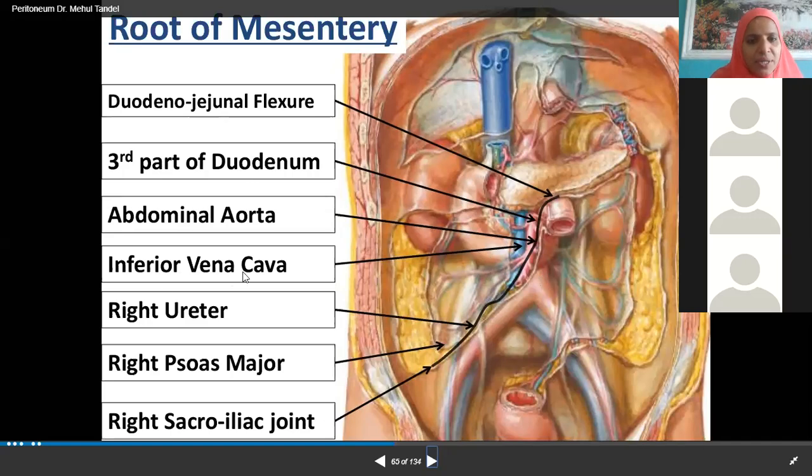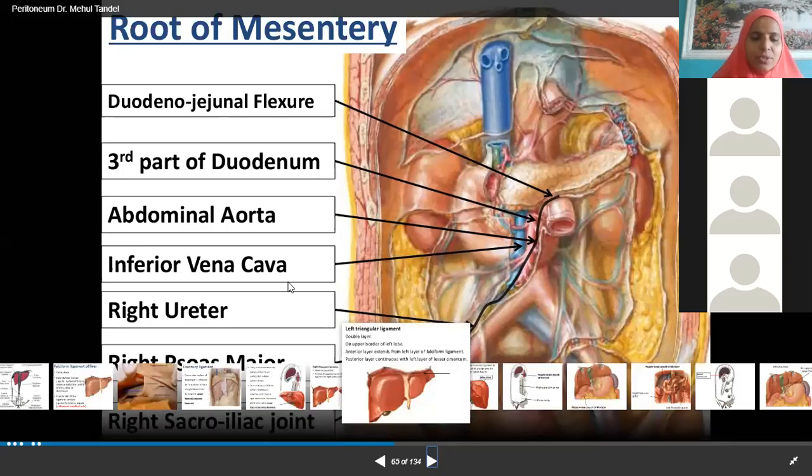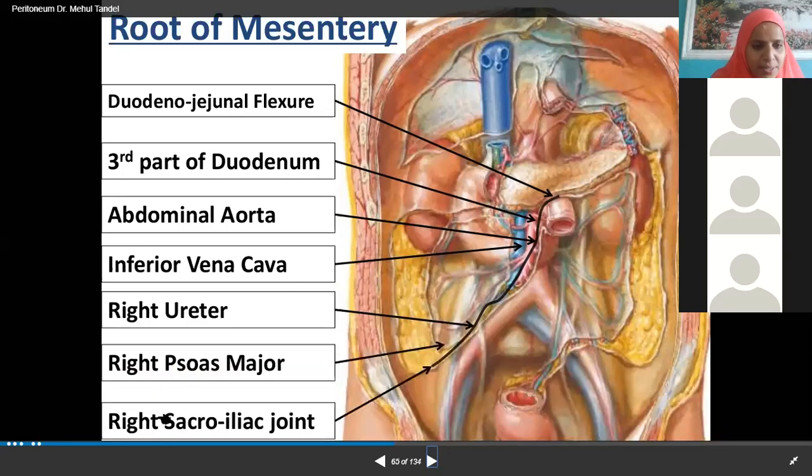It is also crossing this vein adjacent to the abdominal aorta. We find the inferior vena cava. It is also crossing this structure which is coming from the right kidney. You call it the right ureter. We know from yesterday's lecture, the right ureter is actually running over the right psoas major muscle. Finally, the attached margin is coming to this point, which is the right sacroiliac joint. Okay, right sacroiliac joint. So did you understand? What are the structures crossed by the root of the mesentery? So the duodenojejunal flexure, the third part of the duodenum.